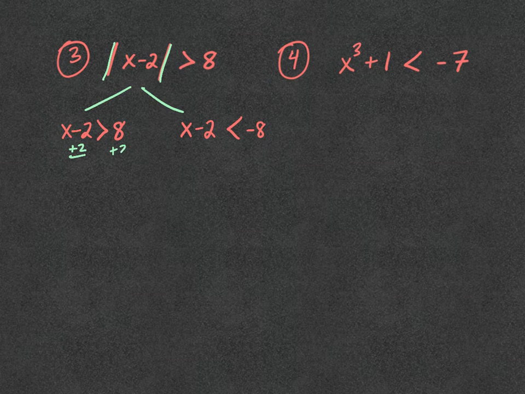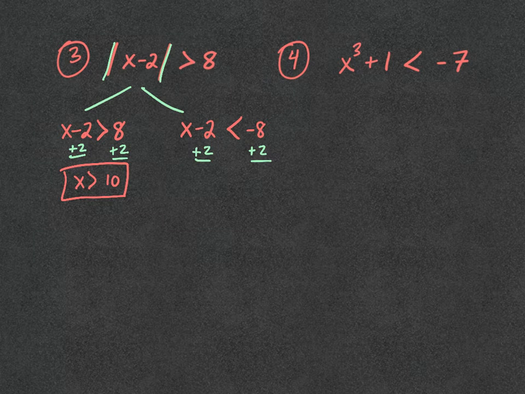Then just go ahead and solve for x. There's one of our answers. Solve for x. And we have our 2 x's. So you'll notice an absolute value, I'll have one that is a greater than sign and one that is a less than sign.